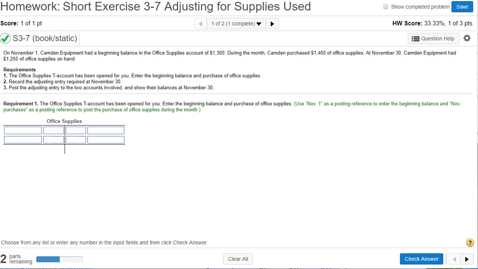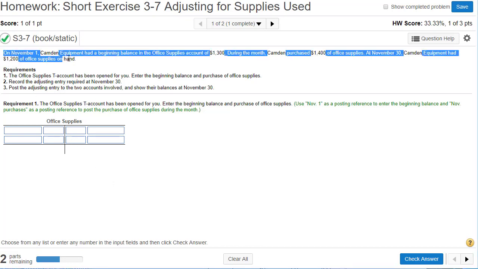Short exercise 3-7. At the end of the counting period, we're going to calculate how much supplies have been used, and then we're going to enter that transaction into our accounting records as an adjusting entry to update our account balances. So on November 1st, Camden Equipment had a beginning balance in the office supplies account of $1,300.